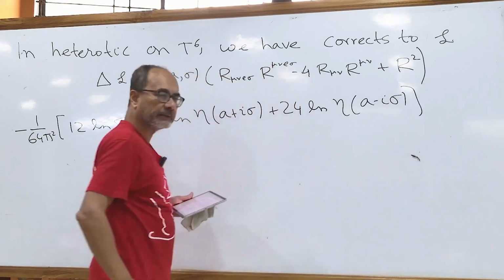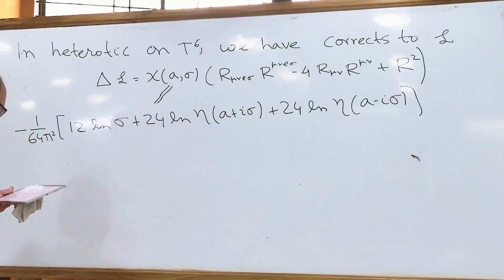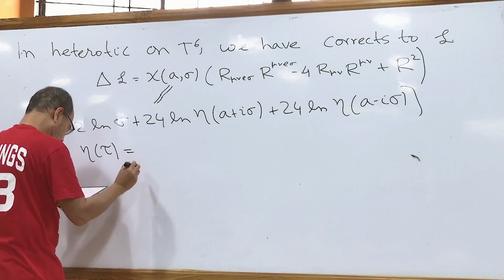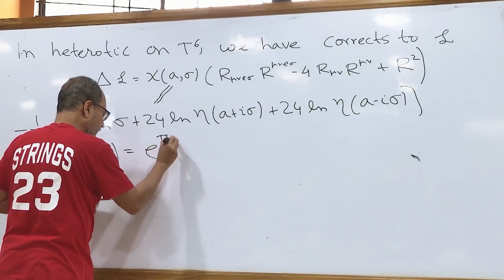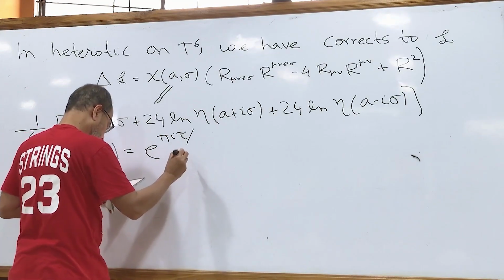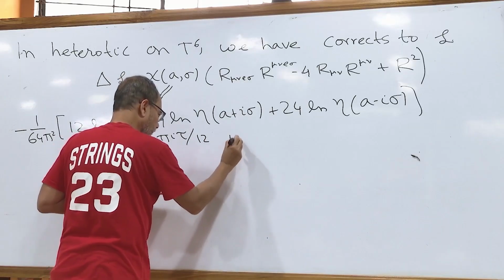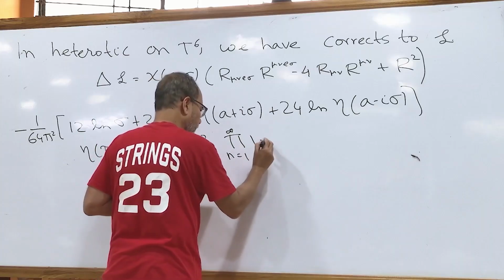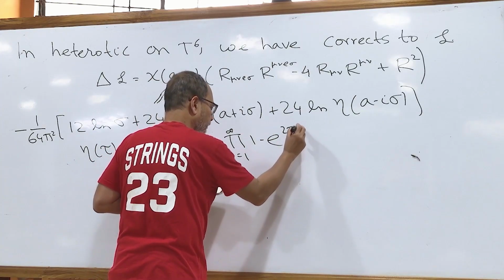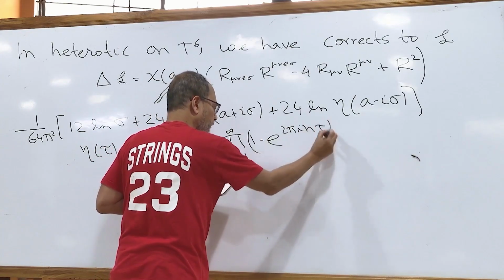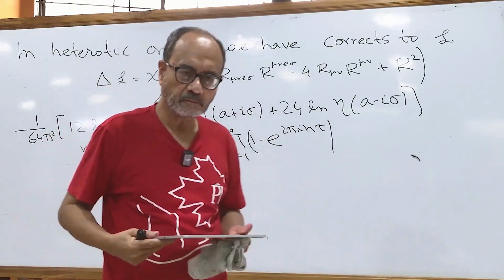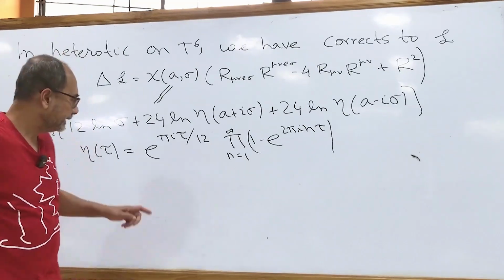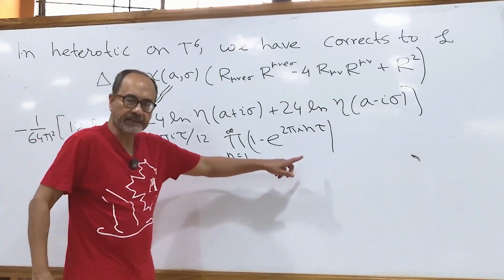Where eta is a well-known function which is called the Dedekind eta function. Eta of tau as a complex variable is... Let me repeat it. Eta is a function of one complex variable, eta of tau, which is given by this.